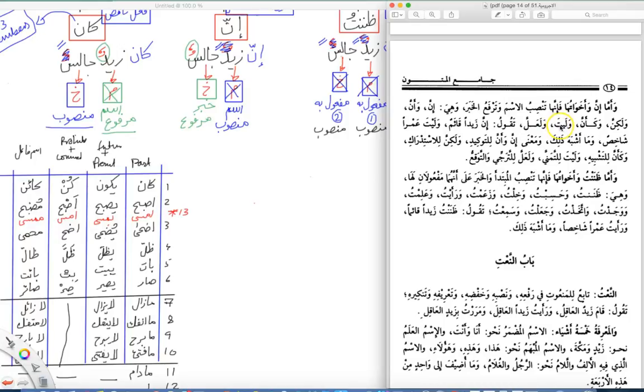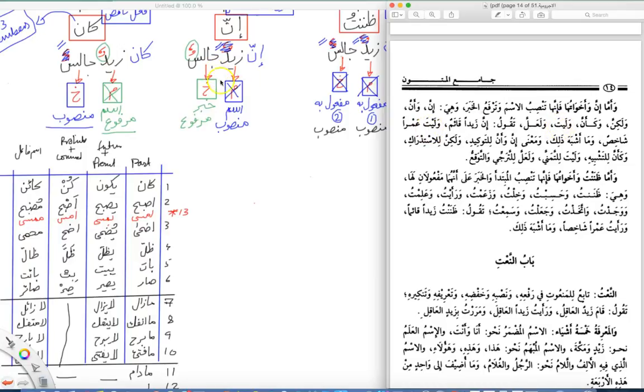Layta, if only. So layta zaydan jalisun. If only Zayd was sitting. La'alla, la'alla zaydan jalisun. Maybe Zayd is sitting. So inna zaydan jalisun means indeed Zayd is sitting. Anna zaydan jalisun means that Zayd is sitting. Lakinna, however Zayd is sitting. Ka'anna, as though Zayd is sitting. Like he's not sitting, but it's as though he is sitting.